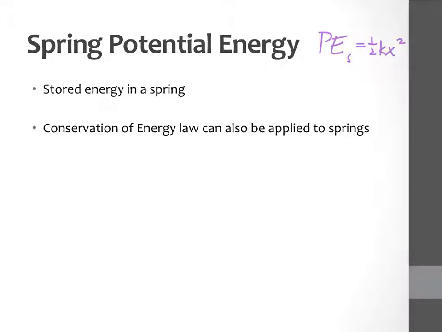So when you compress or extend the spring, there's energy being built up inside the spring, and once you release it, something happens. You can also apply the conservation of energy law to springs. For example, let's say you have a spring here attached to a cart. After you release the spring, the cart is going to shoot out.